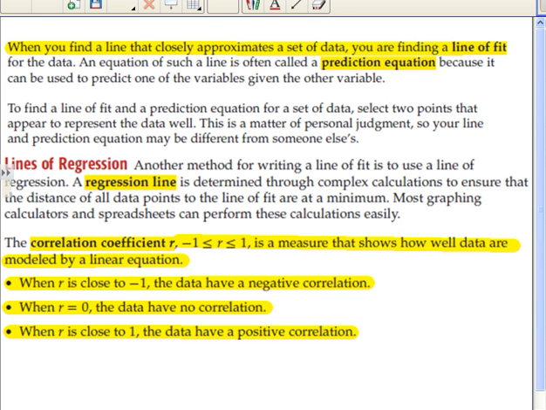All right, so we've got some vocabulary review again: a prediction equation, a regression line, and a correlation coefficient. Hopefully you remember back to Algebra 1 when you did those correlation projects. That's what we're talking about here again, just a quick review over that. Again, hit pause if you need.